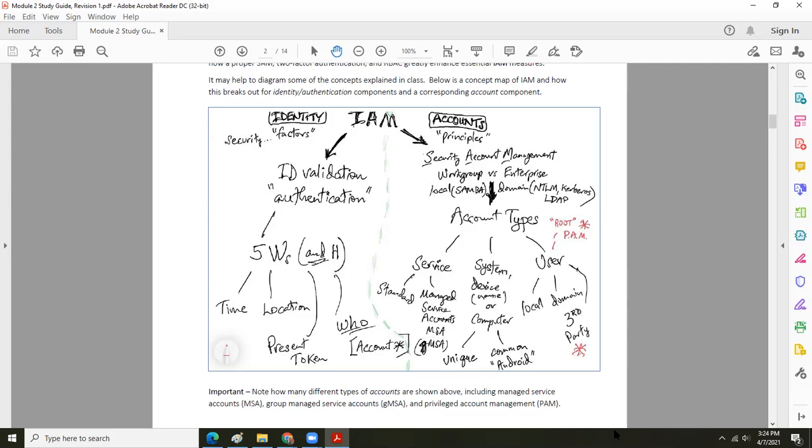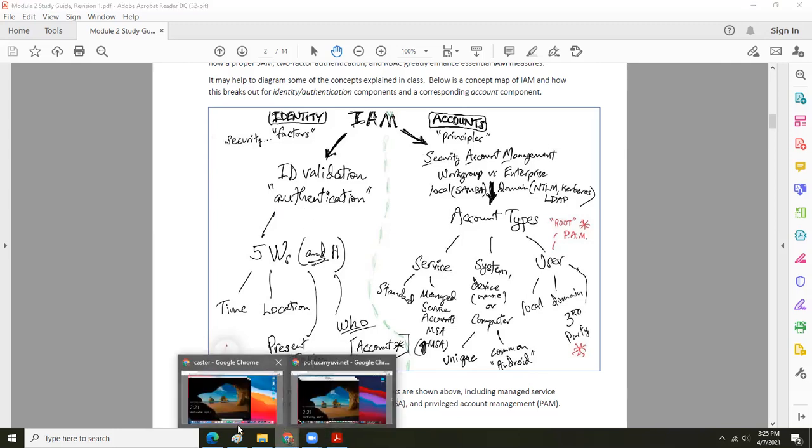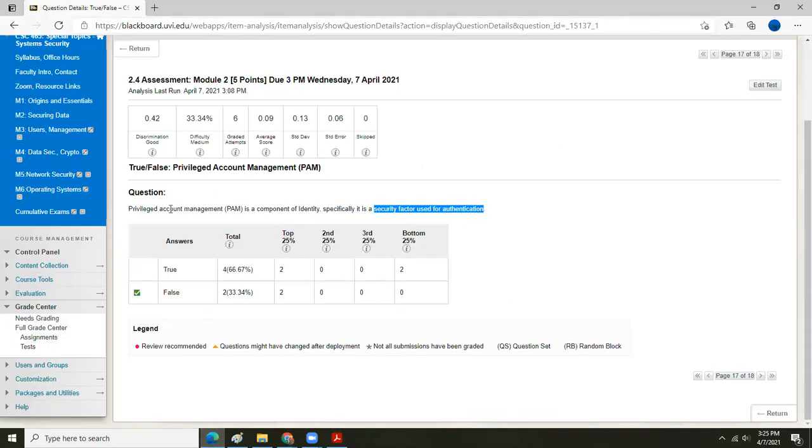So that question intended for you to look at this diagram and go, oh, that's on this side. Identity is over here. But let's read the question again. It says, privileged account management is a component of identity. Specifically, it is a security factor used for authentication. And that's false because PAM is not a factor, it is a security principle. And it has to do with groups, group membership.